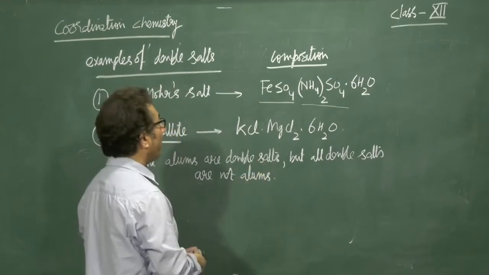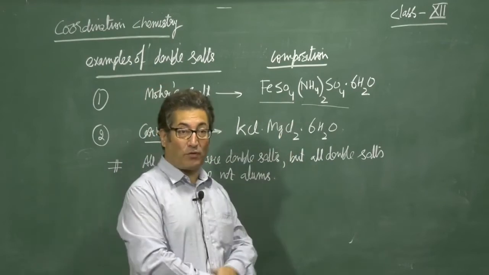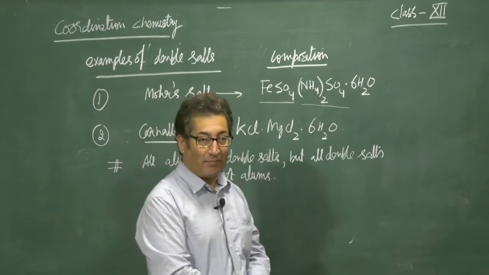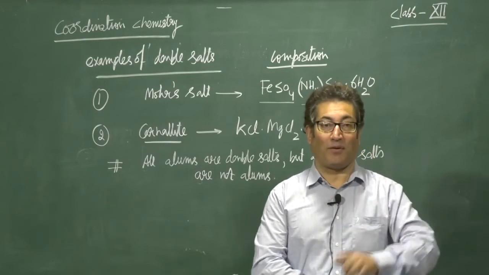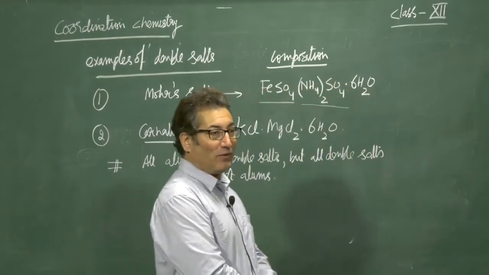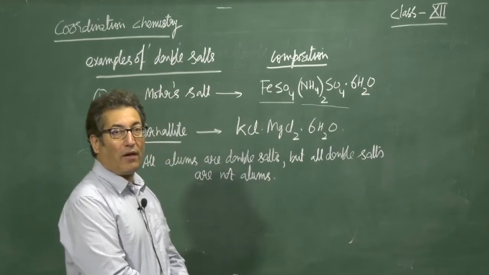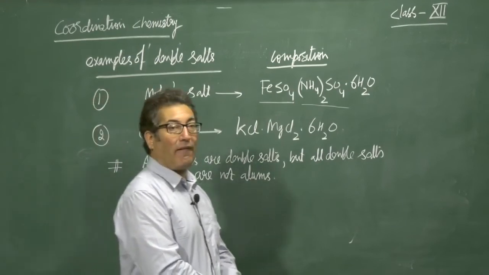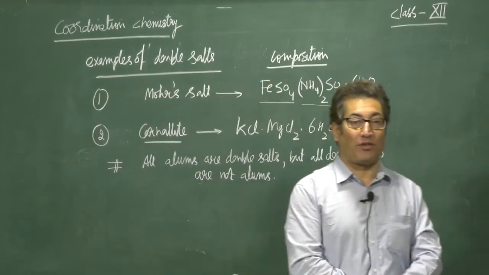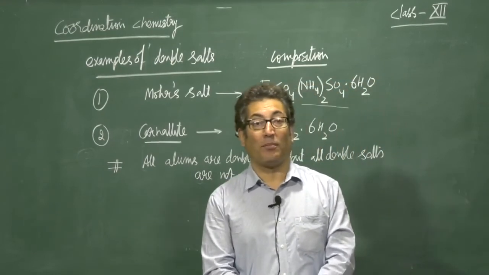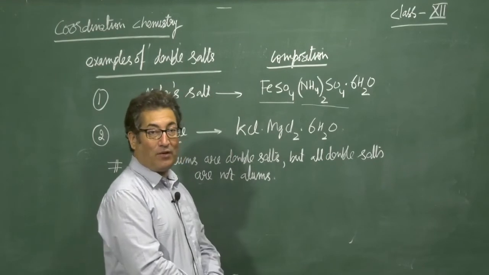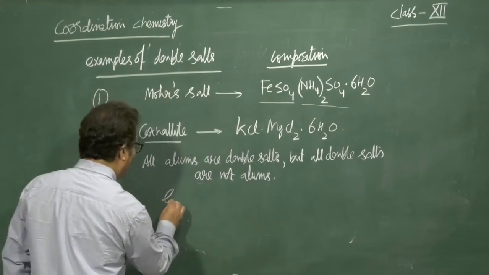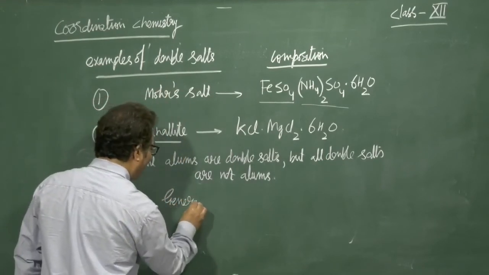Which means Mohr salt is a double salt, but it is not an alum. Potassium alum is an alum, it's also a double salt. So what property or what composition must a double salt have in order to be called an alum? For that, there's a general formula of alums.